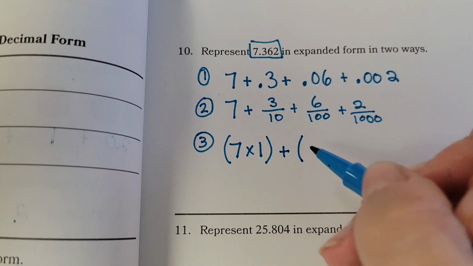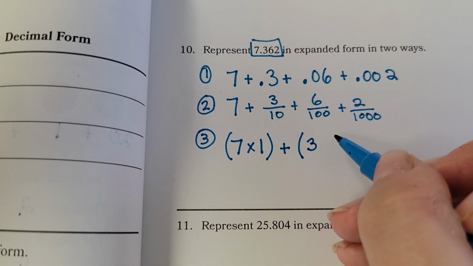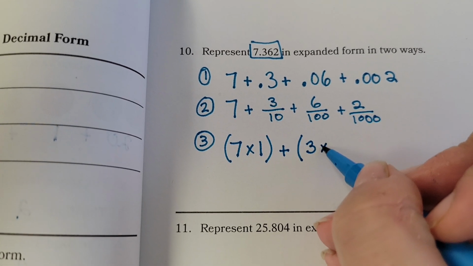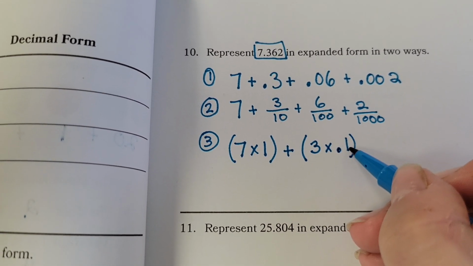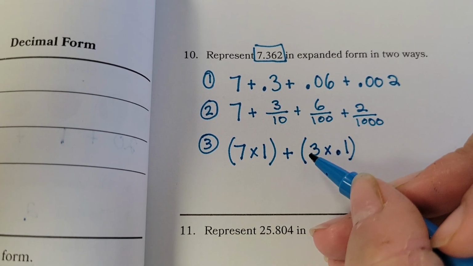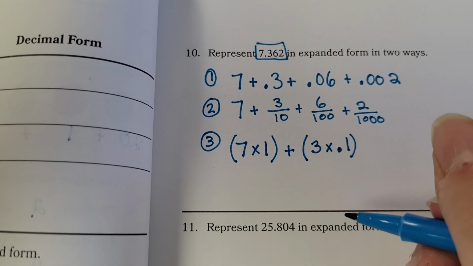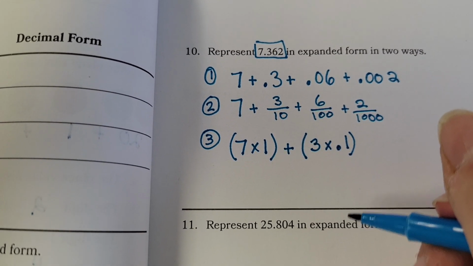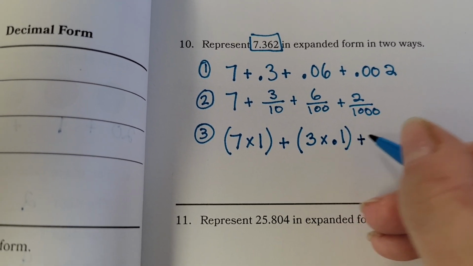Let's go to the next number. I have 3 tenths. So I'm going to write my 3, because that's how many tenths I have, times my tenths, which I'm going to write as a decimal. My 1 is just a placeholder, because if I multiply 3 times 1, I would still get 3. That's why we don't write a 0, because if we wrote a 0, our answer would be a 0, and we don't want that. Okay.